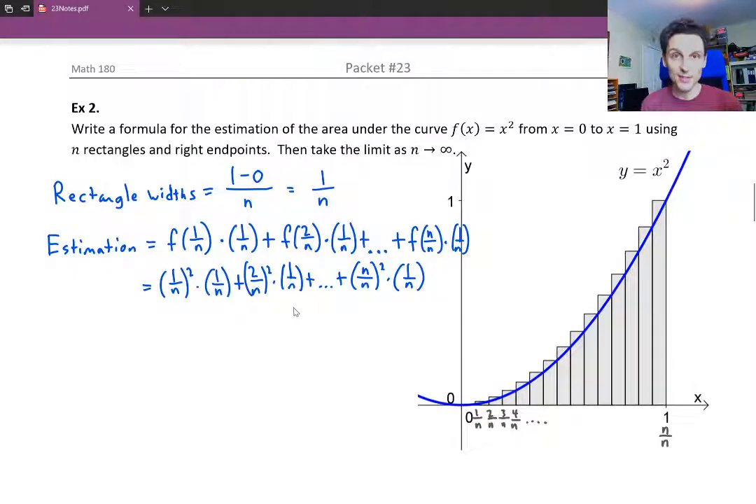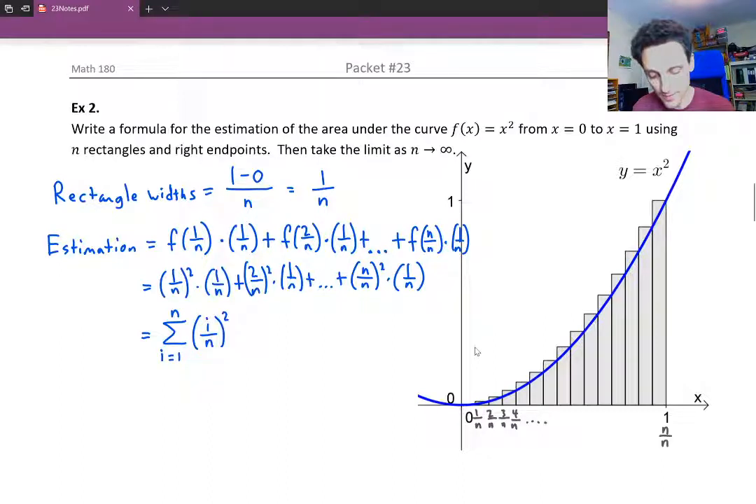But we just learned some handy notation to write summations in a much more compact form. So we just have to figure out what the pattern is from term to term. Well, the only thing that's changing here is the top of that first fraction in each of the terms. So we have a 1, a 2, a 3, 4, 5, 6, 7, 8, all the way up to n. So we can write this as the sum as i goes from 1 to n of i over n squared times 1 over n.